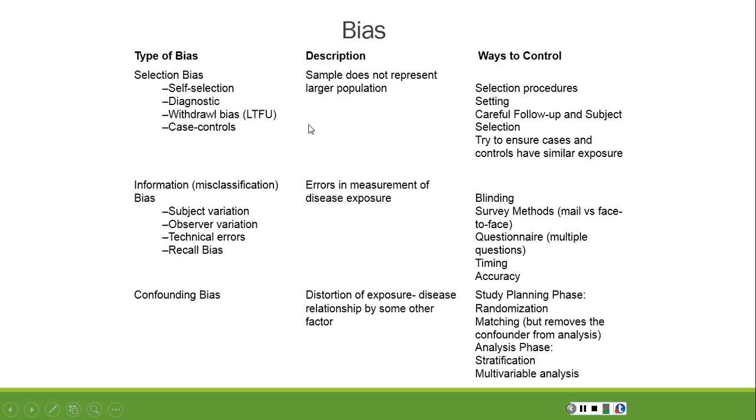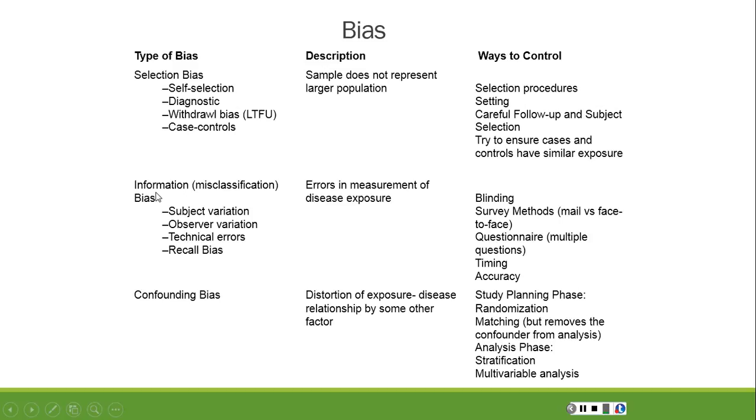The problem with all of these types of selection bias is that your sample then does not represent the larger population, and your estimates of the incidence or prevalence of disease in the population will be inaccurate. The ways to control for this are your selection procedures, the setting of the study, careful follow-up and subject selection, and trying to ensure that cases and controls have a similar exposure.